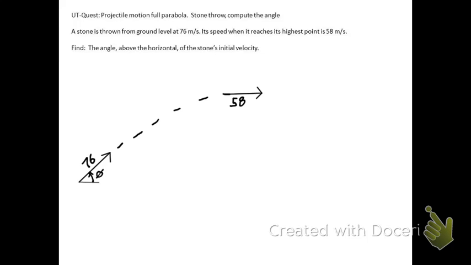Now we know from our study of parabolic motion that 58 meters per second is a constant. The x component will never change. So that means if I had 58 meters per second in the x direction at the apex, that also means I had a 58 meter per second x direction velocity at the launch point.